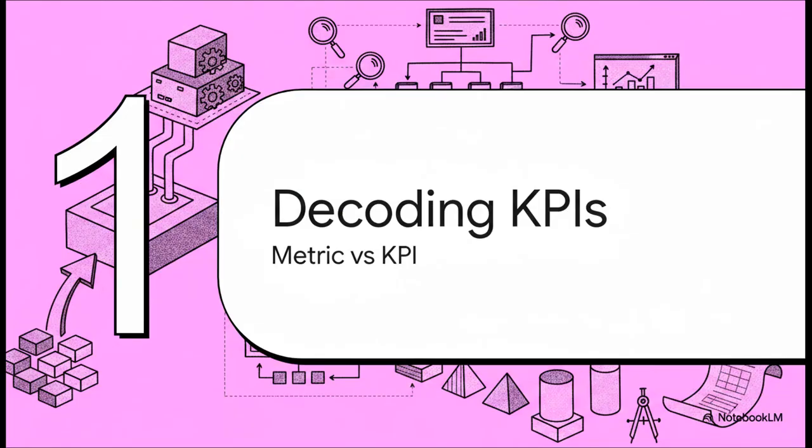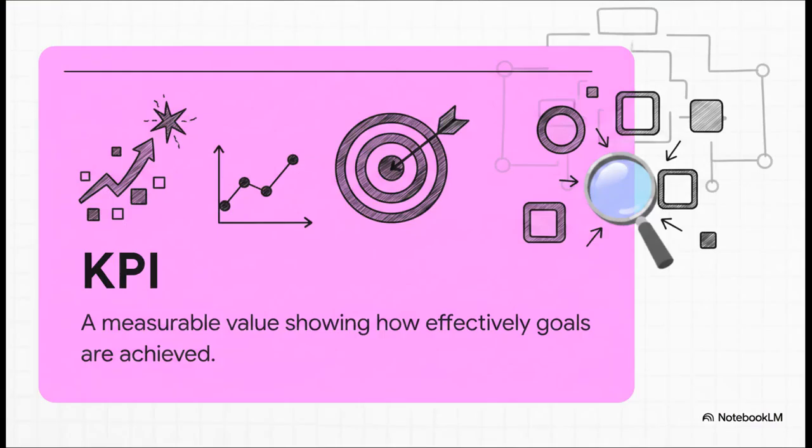Starting right off with Section 1, Decoding Key Performance Indicators. Okay, so by definition, based on our source material, a key performance indicator is a measurable value showing how effectively goals are achieved. But for a data engineer, the operative word there isn't just effectively, it's target. A KPI is basically an engineering contract. It says, hey, we aren't just going to track a random number. We are going to rigorously compare it against a highly specific, predefined business objective. It requires building a system that fundamentally understands what success actually looks like.